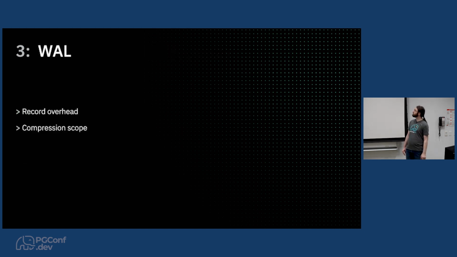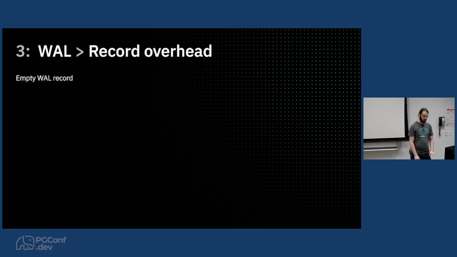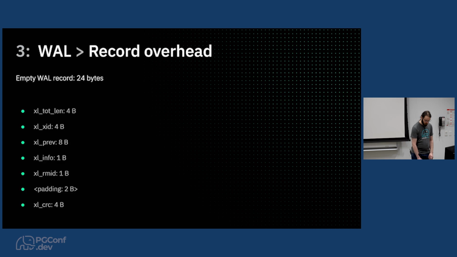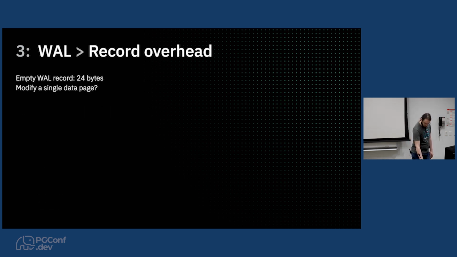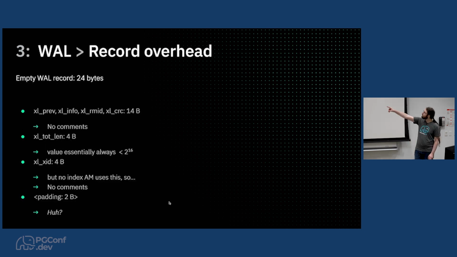I'll be talking about WAL now: record overhead and compression scope. They are fairly mundane subjects. So does anyone know how large an empty WAL record is? The minimum size of a WAL record? 24 bytes. Exactly, 24 bytes. Of those, the xl_prev, the info bits, the resource manager ID, and the CRC total 14 bytes.